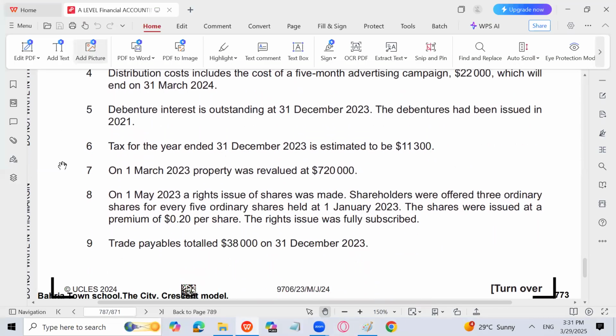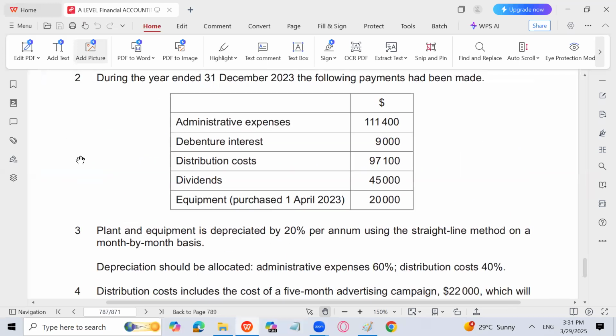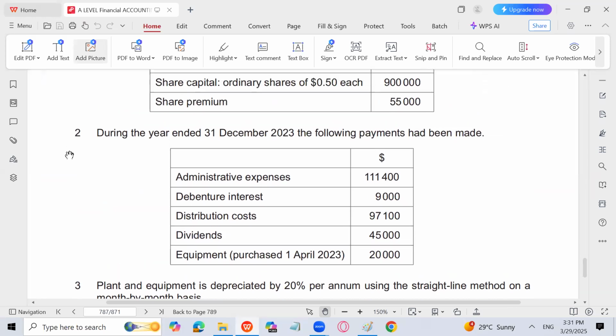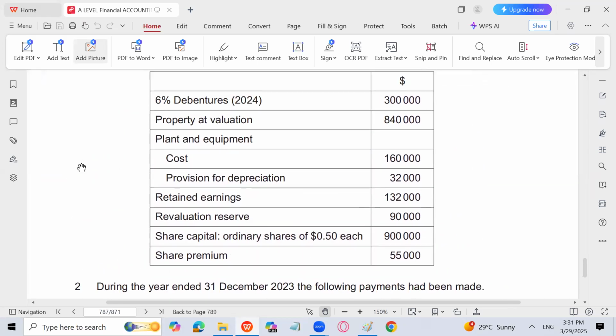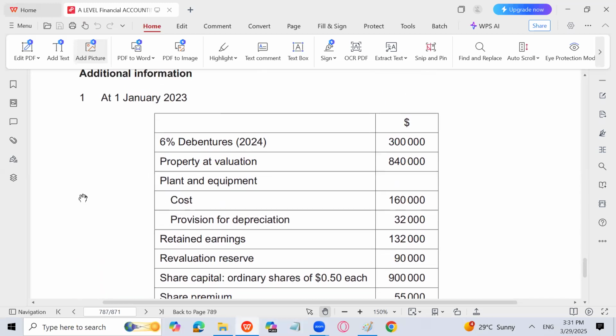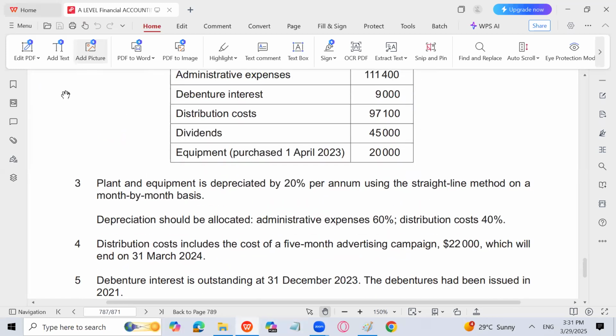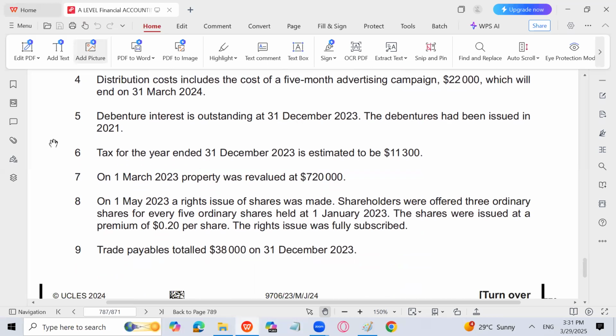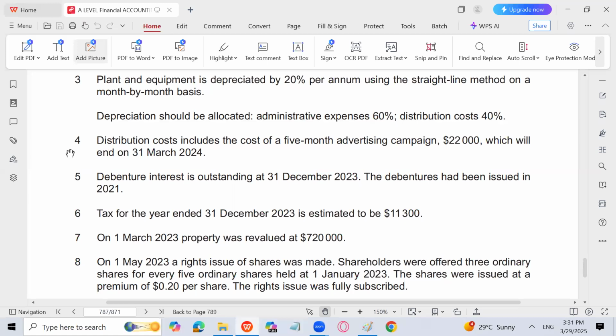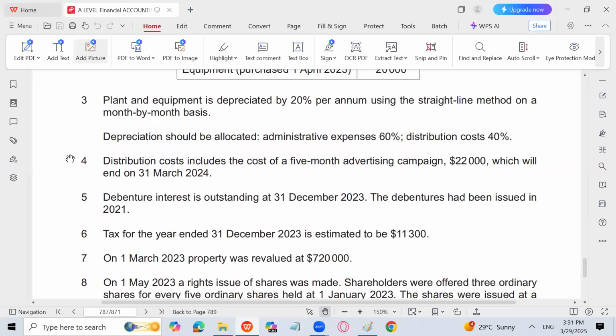Is any other thing regarding the distribution cost given? What is happening? Property at valuation, that is not a part of distribution cost. Okay. So the distribution cost included depreciation, which we have to calculate. So let's calculate the depreciation expense. And how are we going to calculate that?